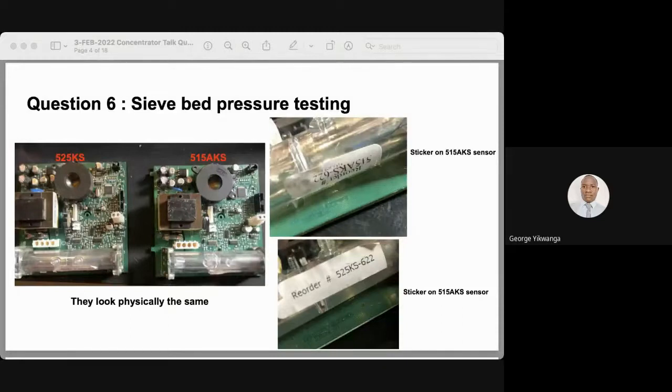What differentiates these two boards is the sequencing of the rotary valve. The feeding and the purging time in the 515 is longer compared to the 525 because of the size of the sieve beds. This makes them not compatible. Thank you.